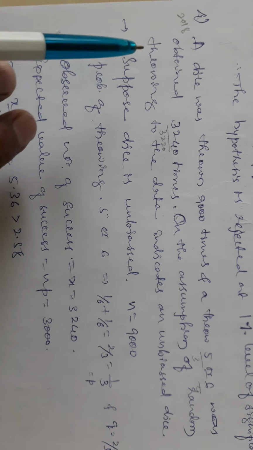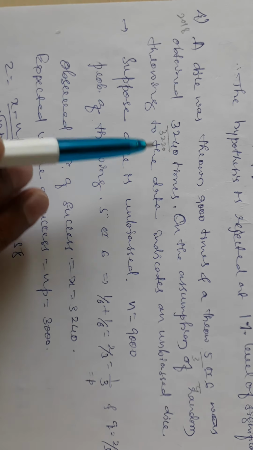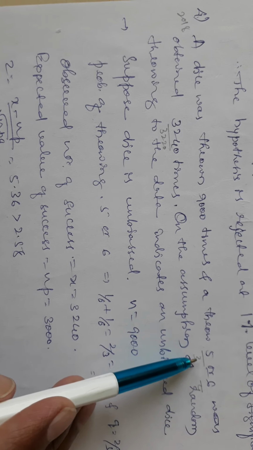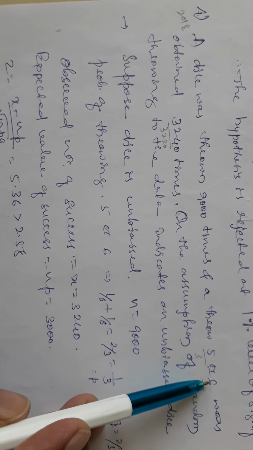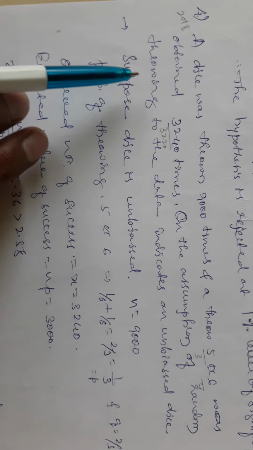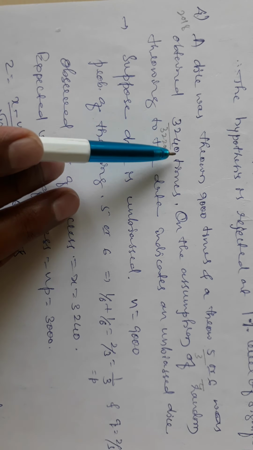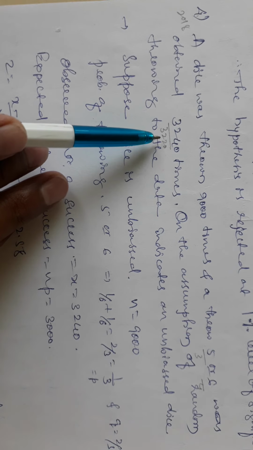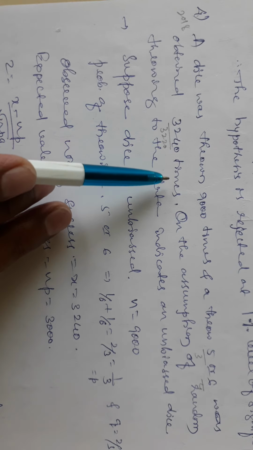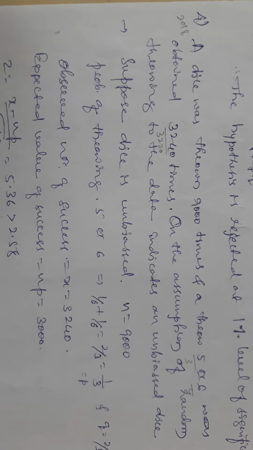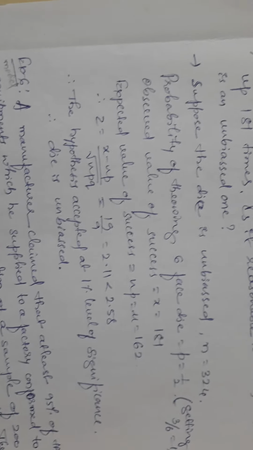Hi students, now you can try a similar example by changing the throw 5 to 3, or 6 to 4, and instead of 3240 times, you can take 3220 times. Now test the hypothesis. Now we'll consider one more example.